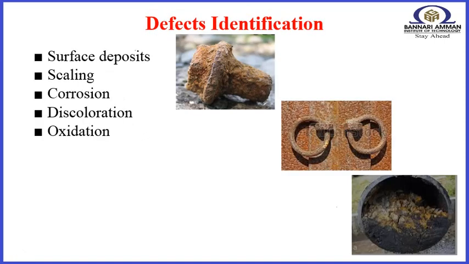Defects identified by visual inspection testing are surface deposits, scaling, corrosion, discoloration, oxidation.